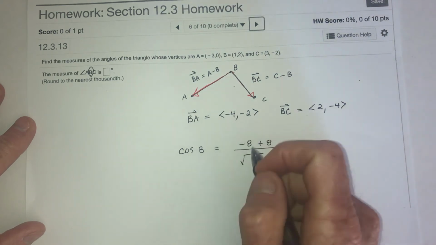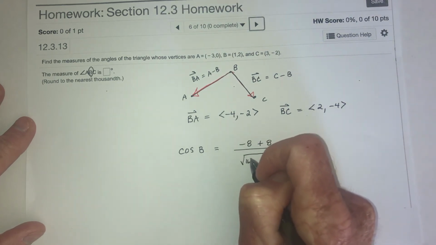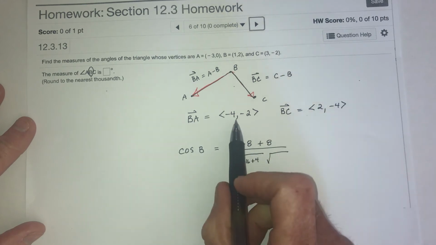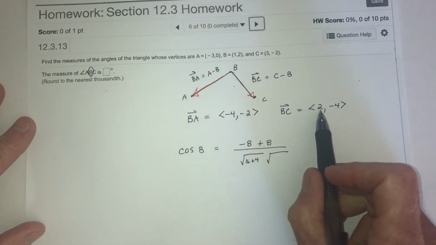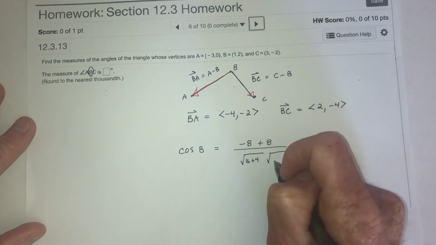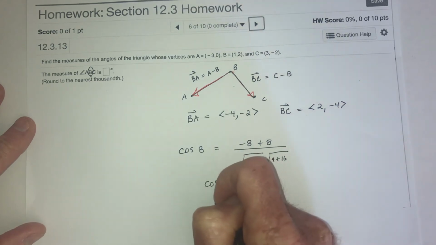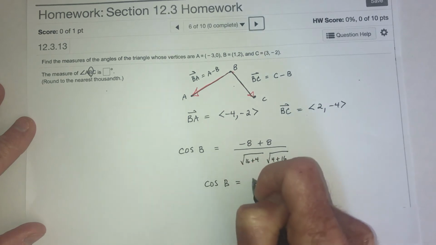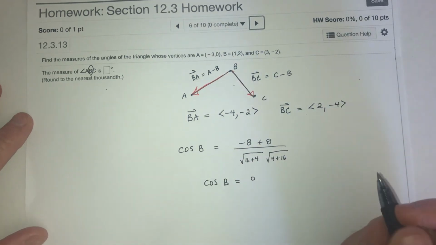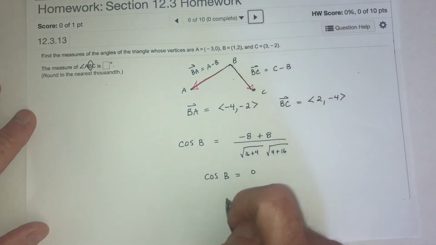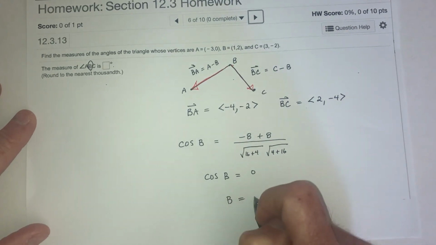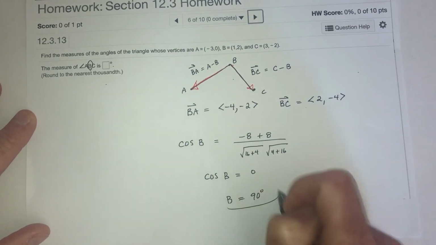Okay, just for fun, I'm going to finish this part. So it would be 16 plus 4, because you have to square each one of these. This would be 4 and 16. So cosine of B equals 0 divided by something, so it equals 0. And that means that B is 90 degrees.